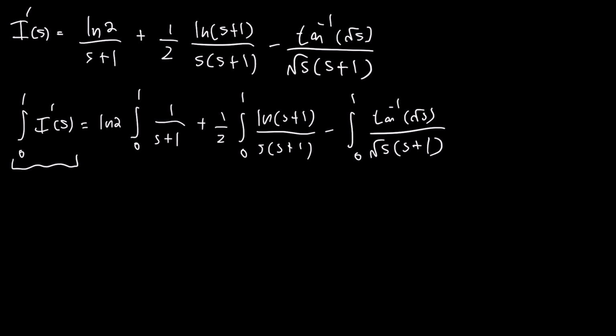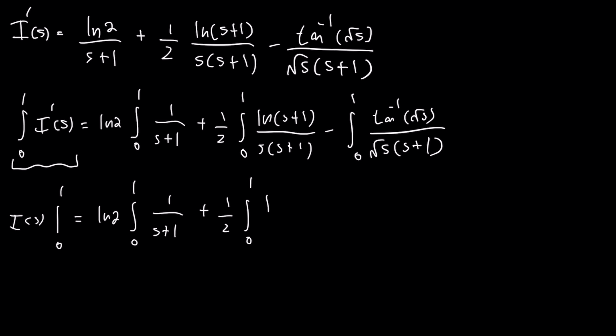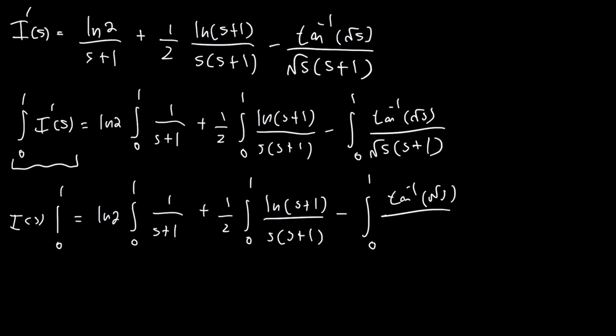And then this integral will be I of s from 0 to 1, which is the natural log of 2 times the integral from 0 to 1 of 1 over s plus 1, plus 1/2 the integral from 0 to 1 of the natural log of s plus 1 divided by s times s plus 1, minus the integral from 0 to 1 of the inverse tangent of the square root of s divided by the square root of s times s plus 1.